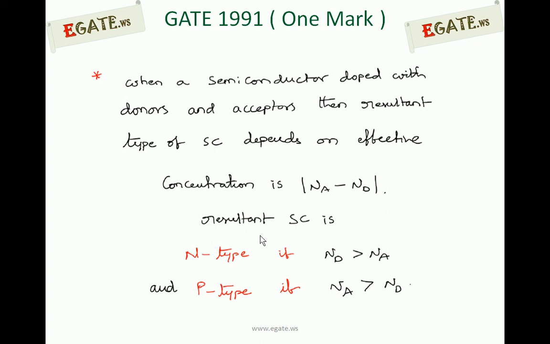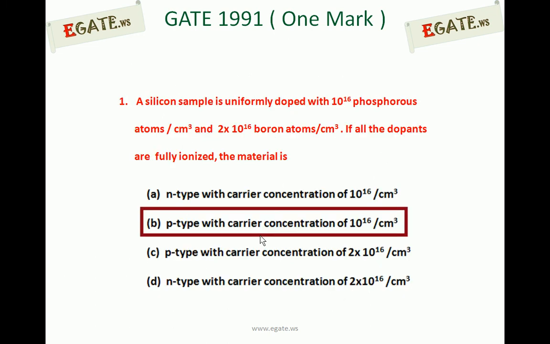So we can conclude one important point. When a semiconductor is doped with donors and acceptors, the resultant type depends on the effective concentration. Effective concentration can be calculated using Na minus Nd with the modulus sign, since we don't know which is larger. The resultant semiconductor may be P-type or N-type. It will become N-type if Nd is larger than Na, otherwise it will be P-type. So this is the conclusion. The correct answer is P-type semiconductor with carrier concentration of 10 power 16 per centimeter cube. Thank you.